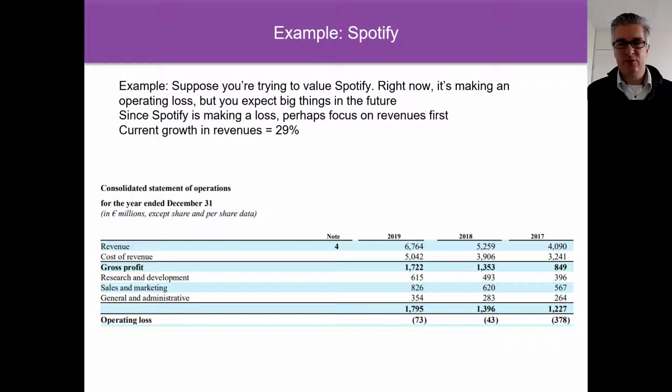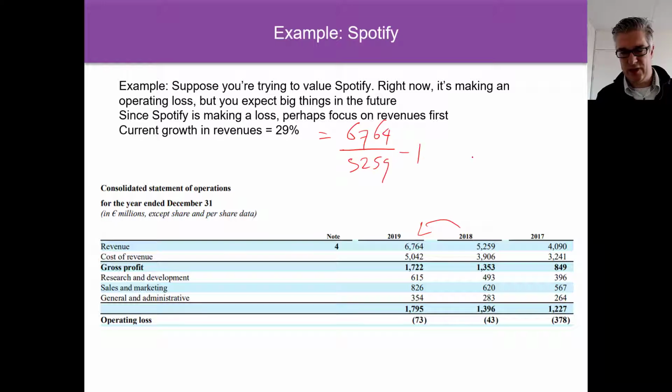Because Spotify is making a loss, typically for these companies that are making a loss, you want to look at revenue growth. So current growth in revenues, between 2018 and 2019, right here, is going to be 29%. So in this case, that's going to be 6764 over 5259 minus 1, right? And that should give you something like 29%. Can't do this by head, but I calculated it before. So right now they have this growth of 29%.